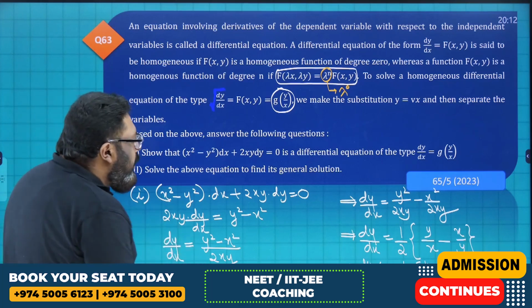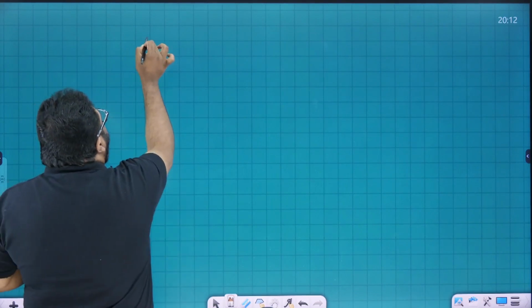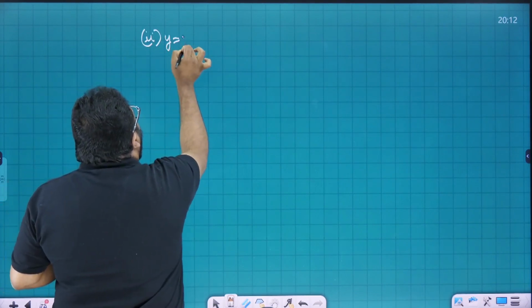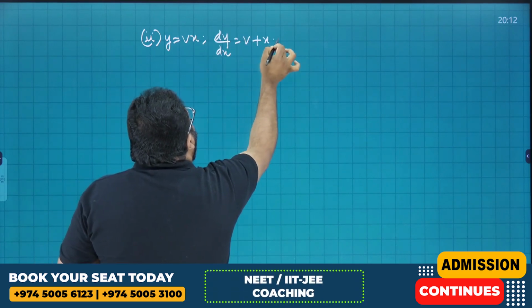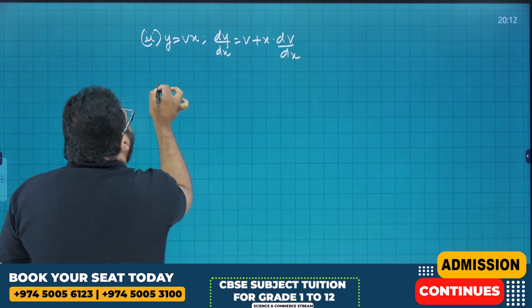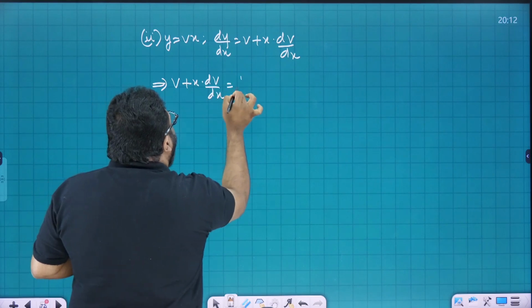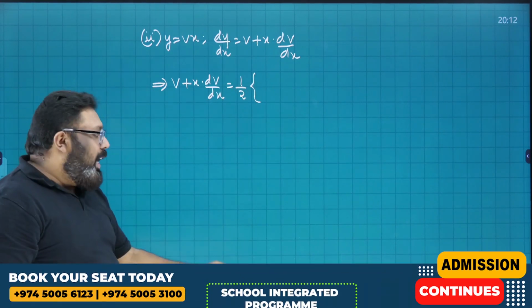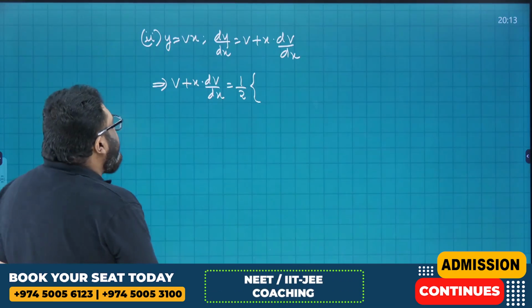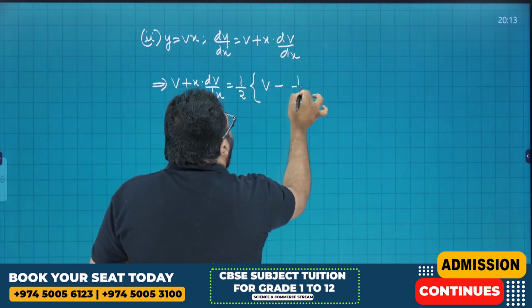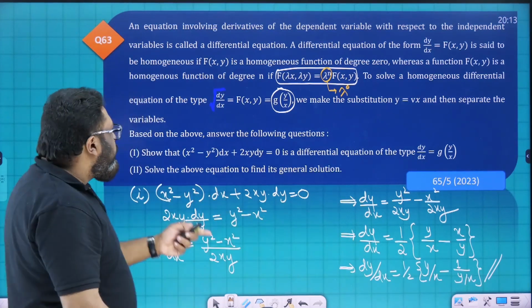When you go to solve it, my dears, the substitution is already given to you: y is equal to vx and dy by dx is equal to v plus x dv by dx. So from that we can substitute on the left side, v plus x dv by dx is equal to half into y by x, and y by x is v. So I can write it as half into v minus 1 by v.